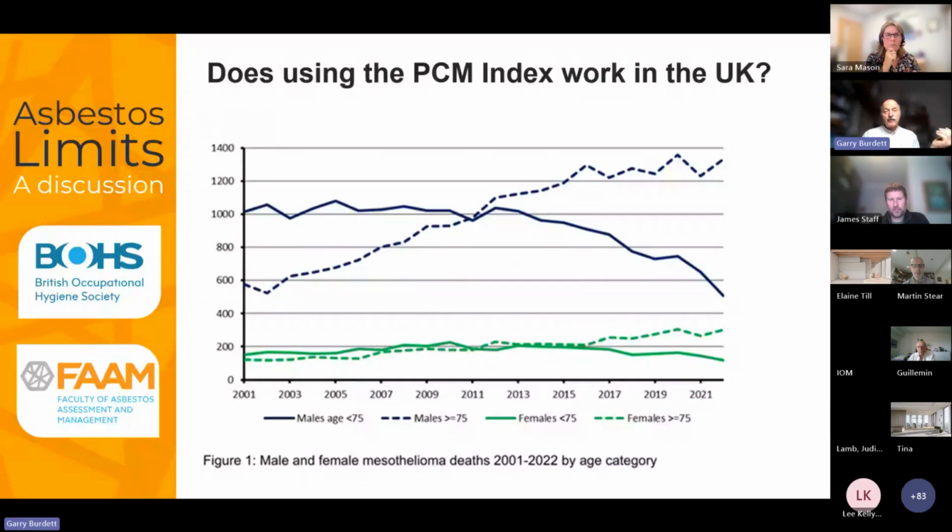Does the PCM method work? Well, this is the UK data, and it's a bit easier for me because I'm in my 70s. Where the two top lines cross, the under-75 rates of mesothelioma have decreased rapidly with a 40-year time lag since 1970. And 1969 was the major watershed, as the first proper, big difference in how we control asbestos in industry. So the PCM index, and we can argue about this, does seem to work as measuring what people are getting exposed to.